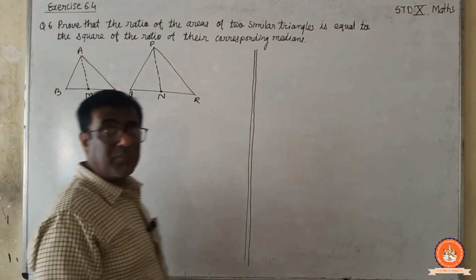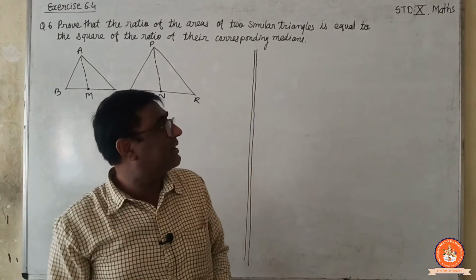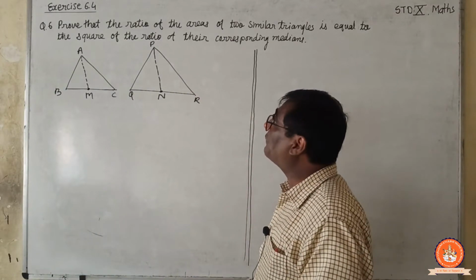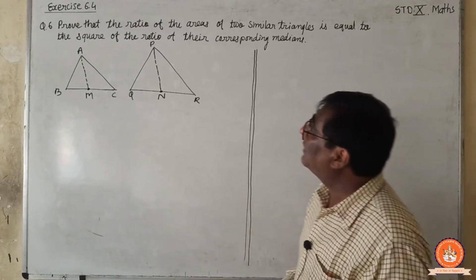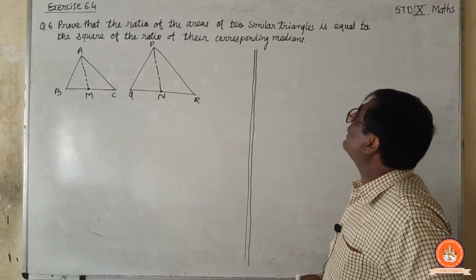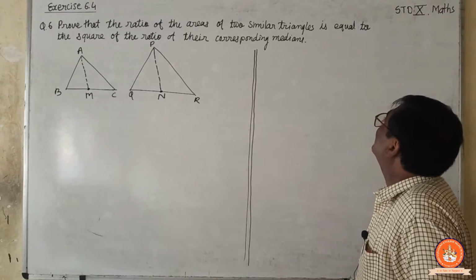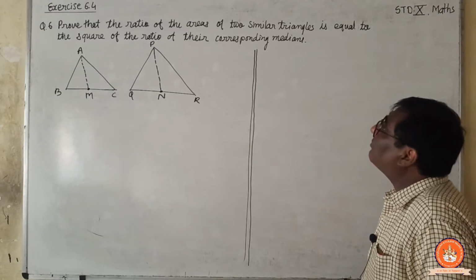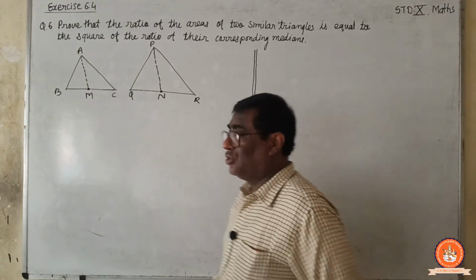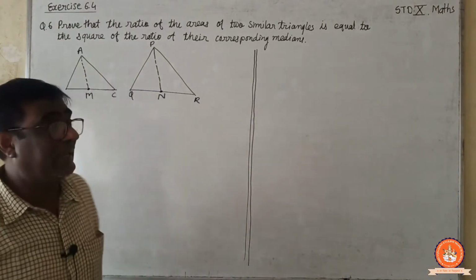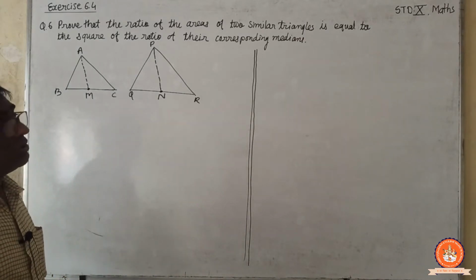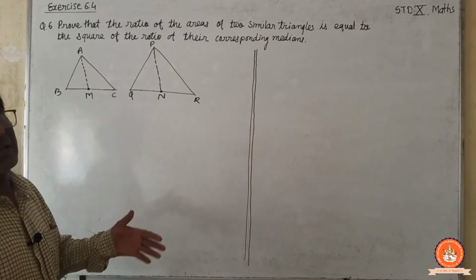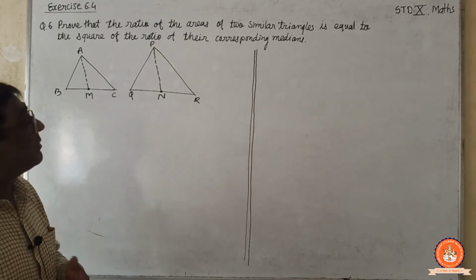Now, welcome to one more session of maths, and we are reading chapter number 6. This is exercise 6.4, question number 6. Prove that the ratio of the area of two similar triangles is equal to the square of the ratio of their corresponding medians. Okay, दो similar triangle के areas का ratio उसकी corresponding median के square के ratio या ratio के square के बराबर है.